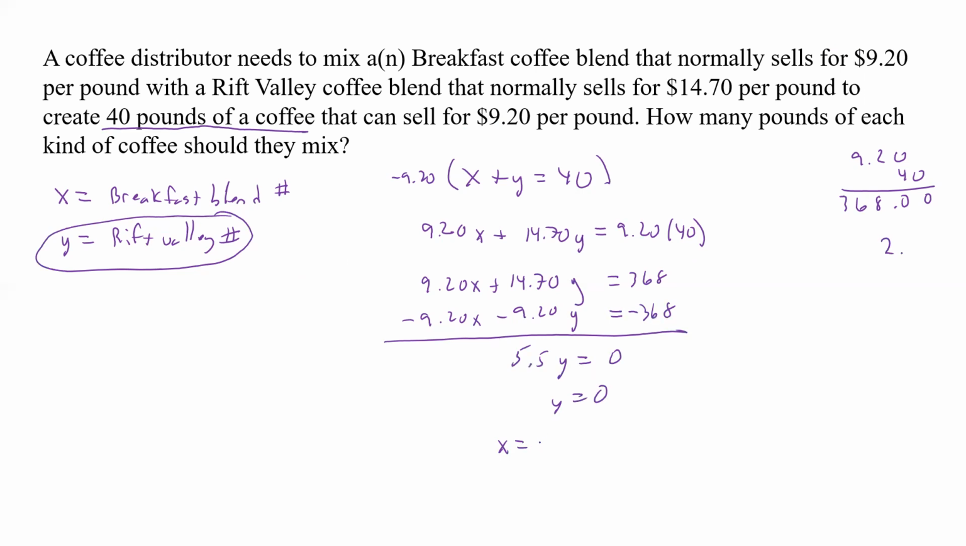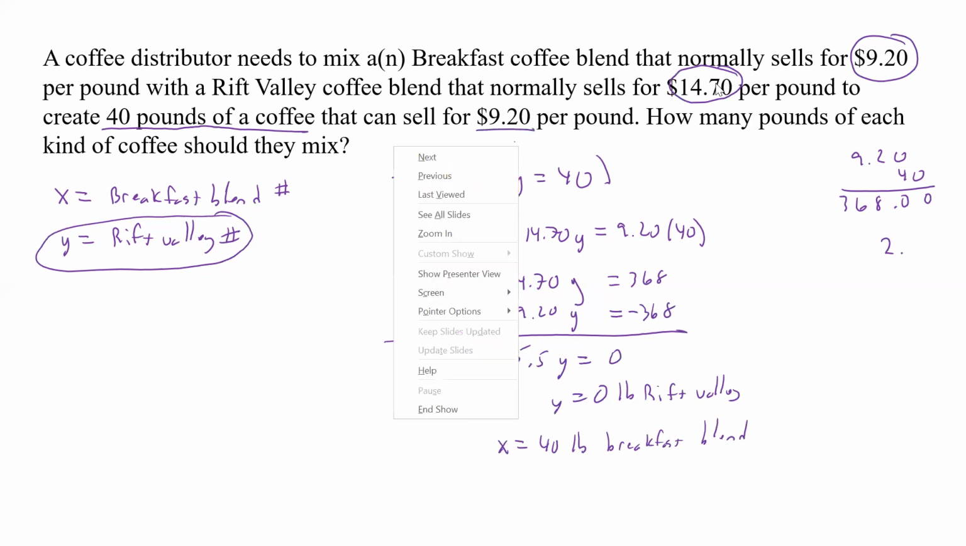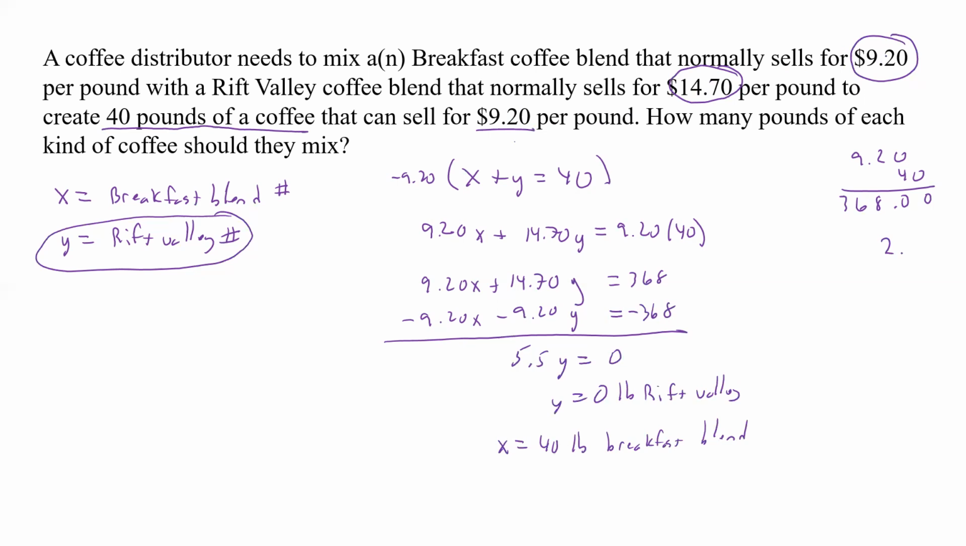So it's going to be 40 pounds of breakfast blend and 0 pounds of the Rift Valley. Okay, now I guess that makes sense because think about it. If you're taking something that averages $9.20 a pound plus something that averages $14.70 per pound, and we're going to end up with something that's $9.20 per pound, well, there probably can't be very much of this in here if we're going to have the same price and not lose money on the deal. And so that would make sense.